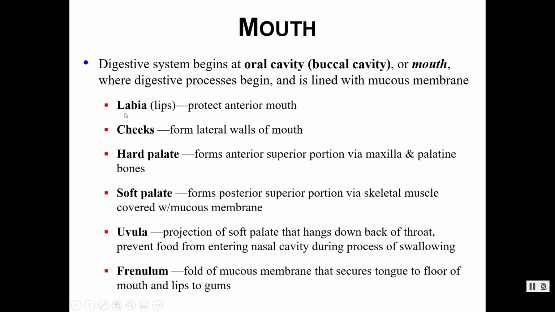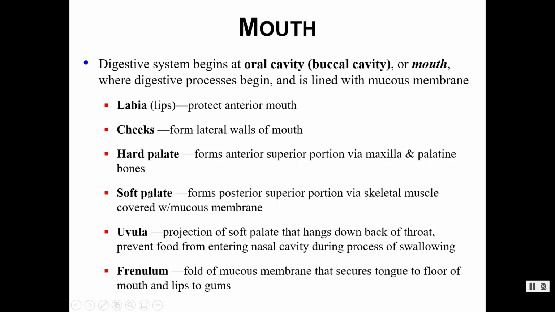We have the labia, better known as your lips, which protect the anterior portion of the oral cavity. Your cheeks, which form the lateral walls of the mouth. Your hard palate, which forms the anterior superior portion of the oral cavity. This is coming from the maxilla and the palatine bones. The soft palate forms the posterior superior portion. This is composed of skeletal muscle covered by a layer of mucous membrane.